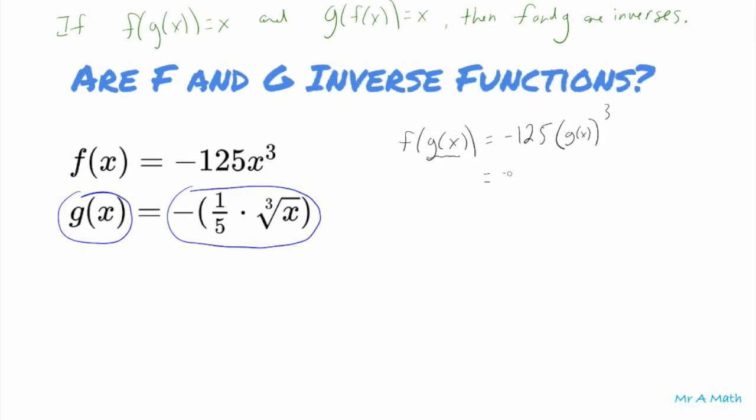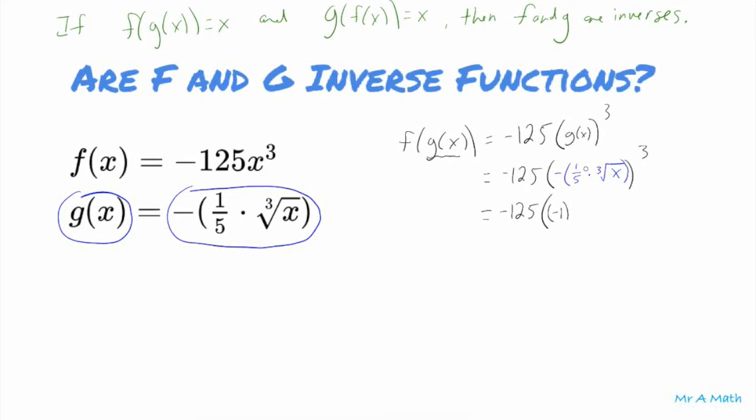So that'll play out like this. Negative 125 times, and g of x is negative times 1/5 times the third root of x. So now we just have to do the brute force of some algebra. So let's go ahead and write this out as negative 125 times, and think about this negative as just a negative 1. That's a little bit more helpful for me, so I'm going to write it out that way.